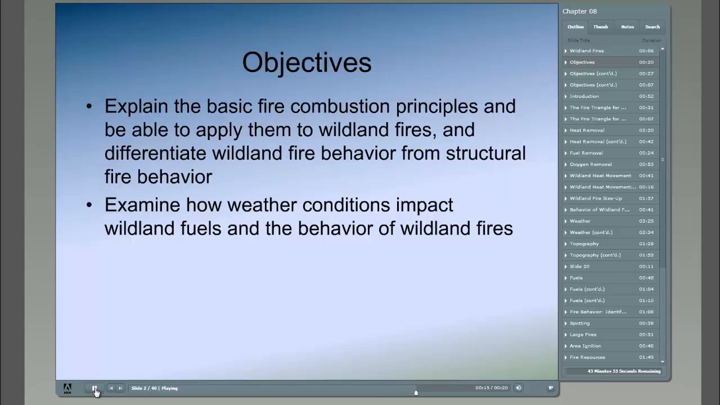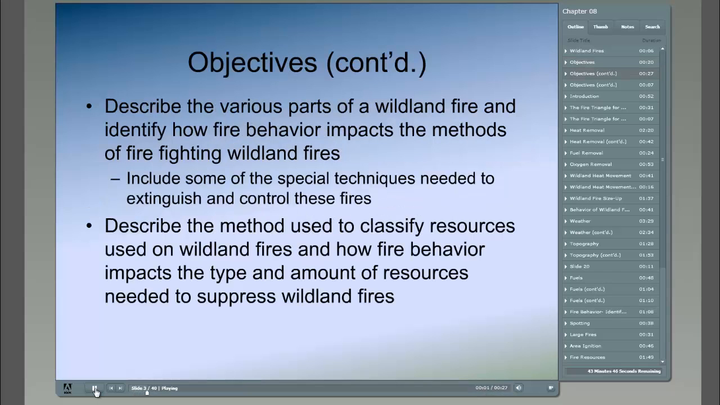To examine how weather conditions impact wildland fuels and behavior of wildland fires. To describe the various parts of wildland fire and identify how fire behavior impacts the methods of firefighting wildland fires, including some of the special techniques needed to extinguish and control these fires.